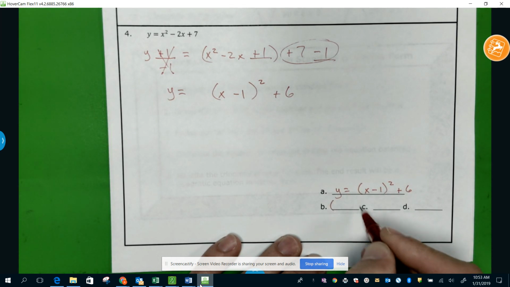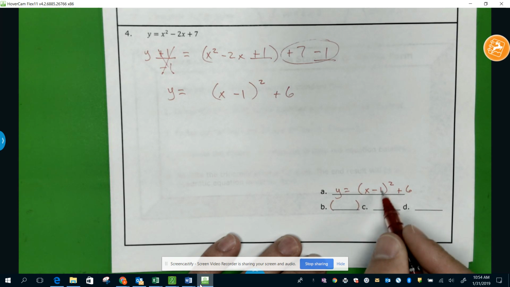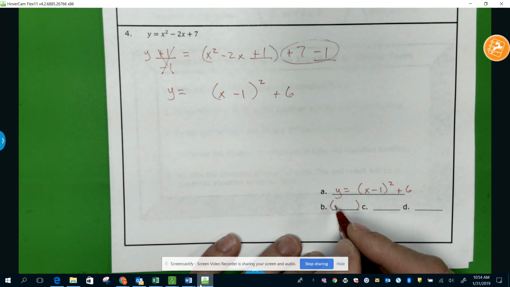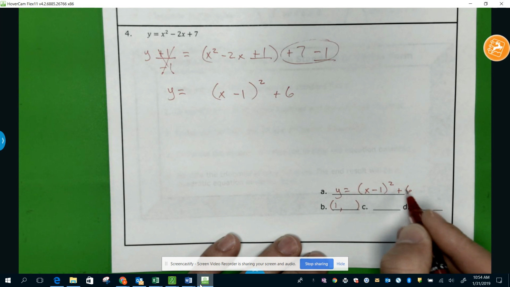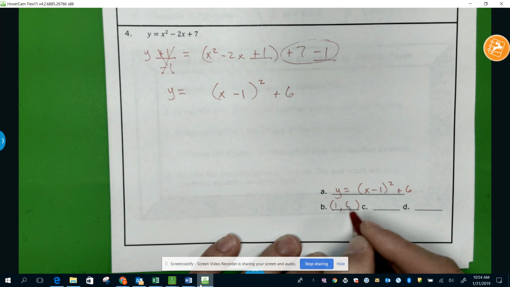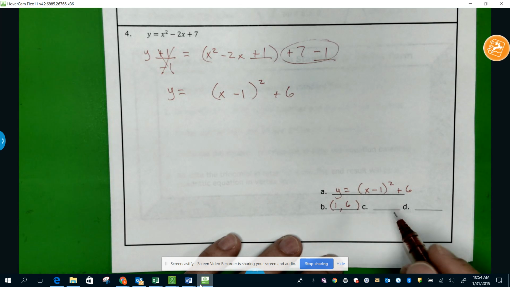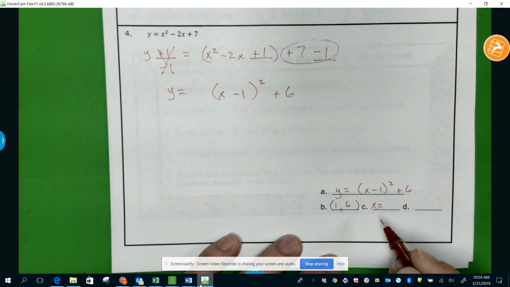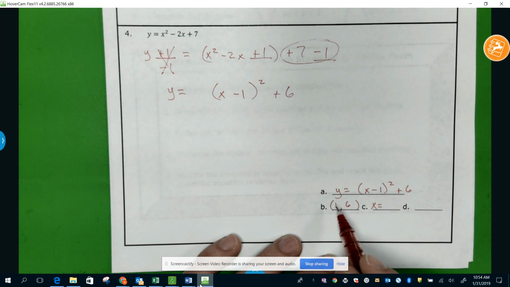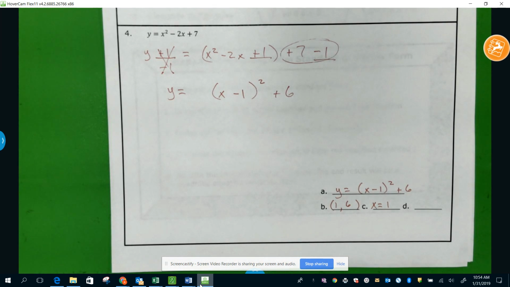So to identify the vertex, again, the x value is always opposite. You do the opposite of what your x says. So you have a positive 1. The y value always is what it is. So that's a positive 6. 1, 6 is your vertex. The axis of symmetry always needs to say x equals, and it's always the x value of the vertex. So it's going to be a positive 1 here. The x value of my vertex is 1.